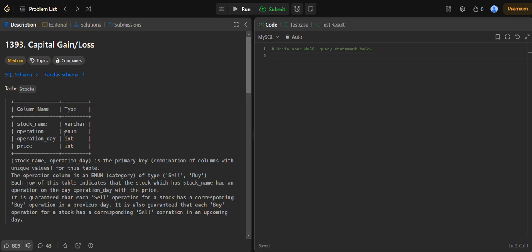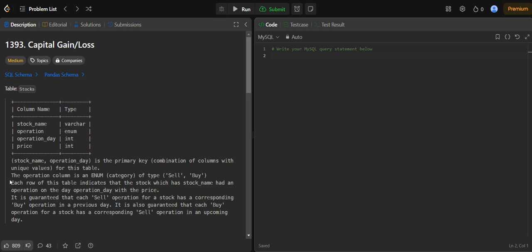Operation is an enumeration type column. It has how many values? Two values, sell and buy. Operation column is an enum category of type sell and buy. Then price is an integer type column, so price will have many values.